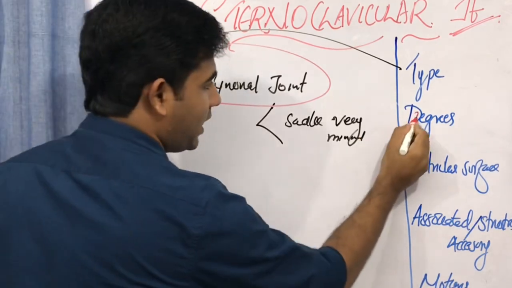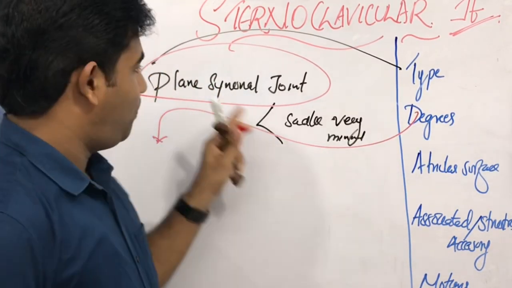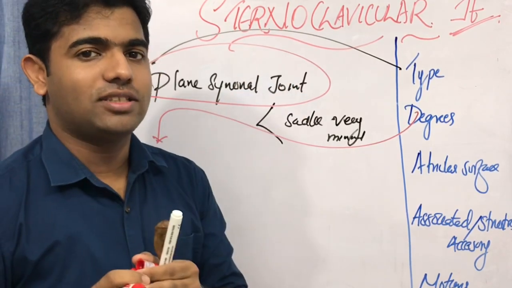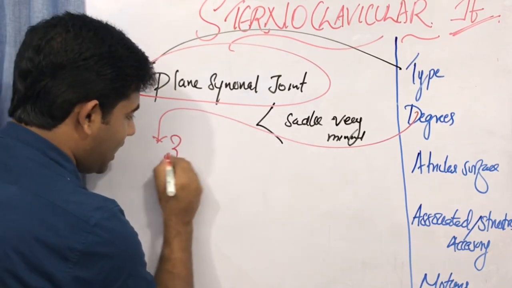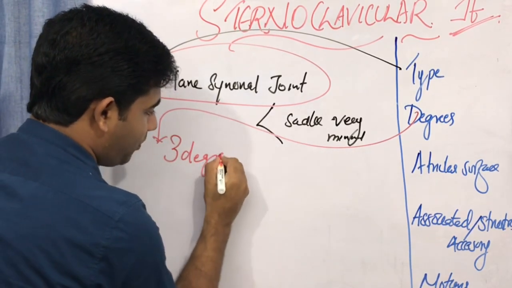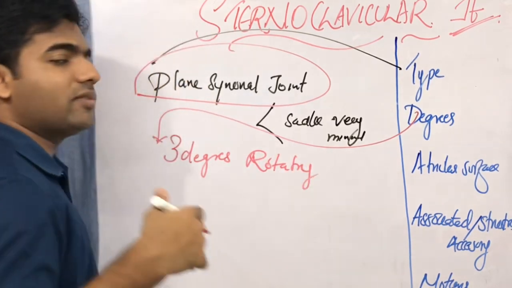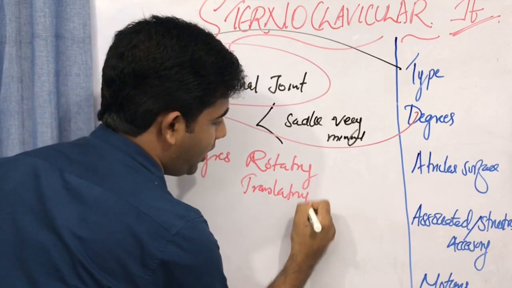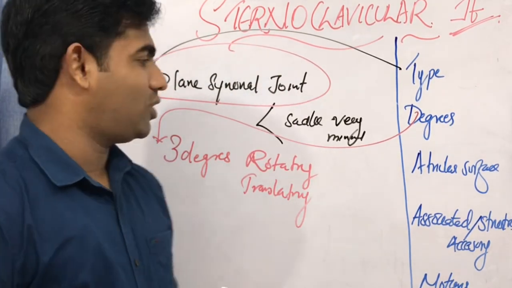The second one is, how many degrees of freedom does this joint have? The plain synovial joint is a triaxial joint. Therefore, it will have 3 degrees of freedom. 3 rotatory degrees, and of course there will also be 3 translatory degrees. 3 rotatory and 3 translatory motions. So how many degrees of freedom? 3 degrees of freedom for this joint.